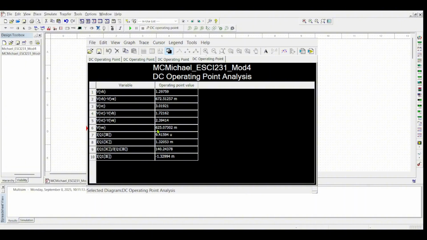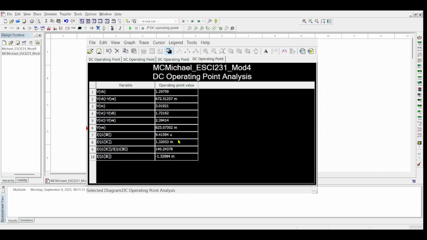We get 625 millivolts or 0.625 volts for our emitter voltage. For our VBE, or voltage from our base to emitter, we have a 672 millivolt drop. For our collector to base, we have a 1.72162 volt drop, and from our collector to emitter, we have a 2.39414 volt drop.